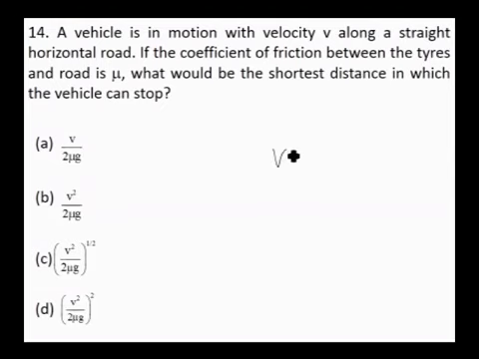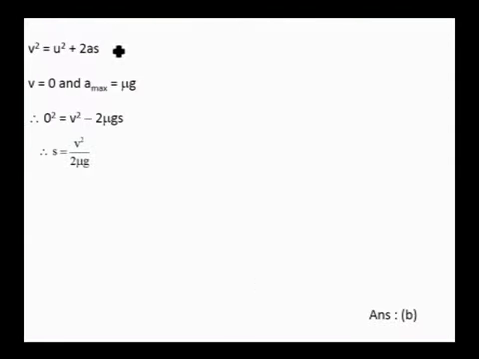So the final velocity is 0, that I know. So we shall see here. You can use the equations of motion. v square is equal to u square plus 2as. Final velocity is actually equal to 0.